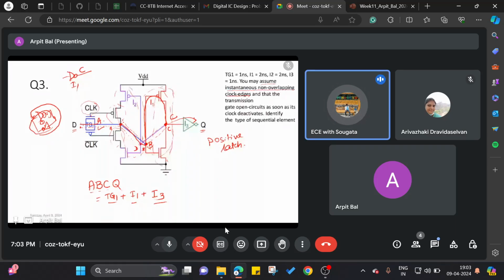But sir, in this case, when the clock is on, then the PMOS is off and the NMOS is on. So then Q traverses the path having Q equals to D.